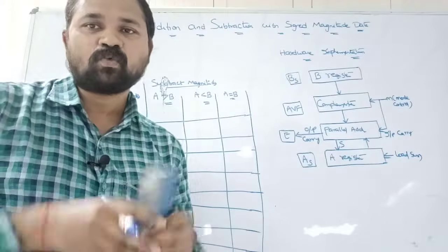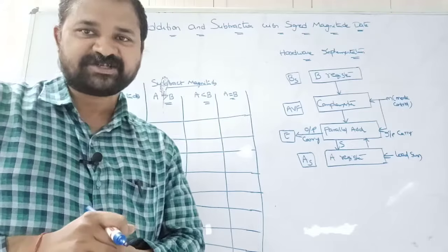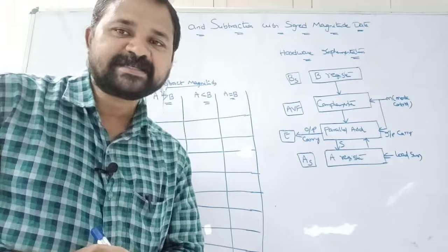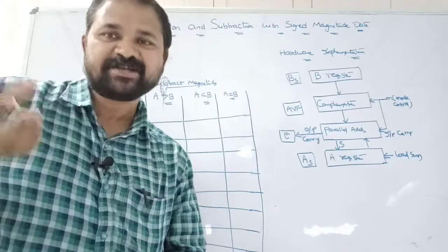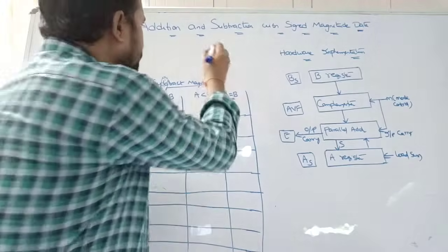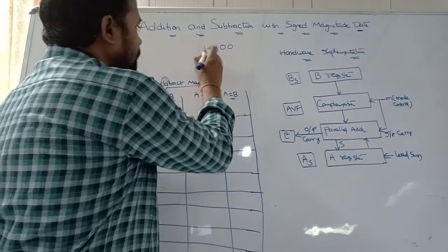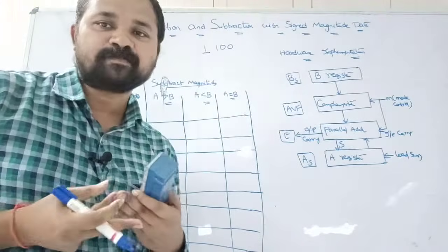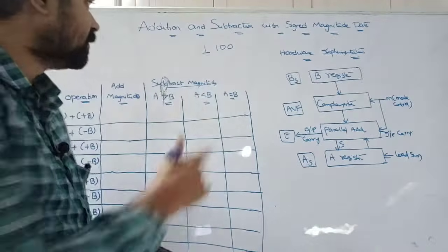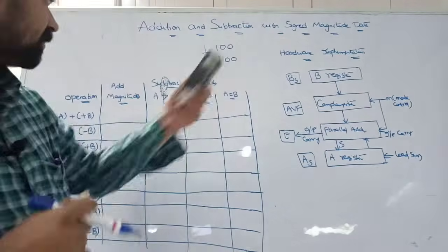First, let's see what sign magnitude data is. In a sign magnitude representation, the first bit represents the sign bit. The remaining bits specify the magnitude. Let the number be like this: 1 1 0 0. Here the first bit is the sign bit. If the sign bit is 1, then it is a negative number, whereas if the sign bit is 0, then it is a positive number.